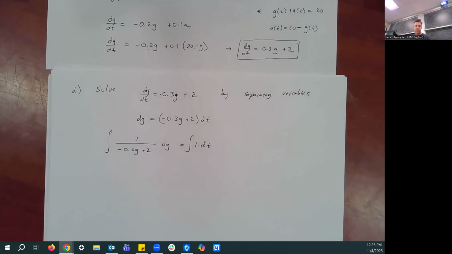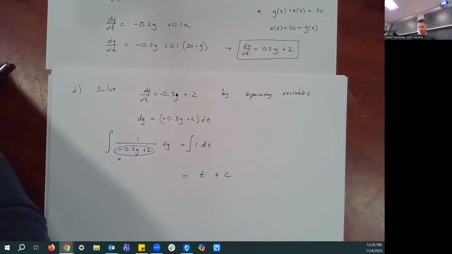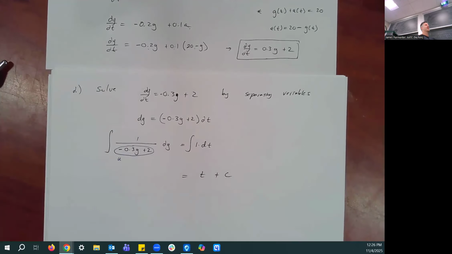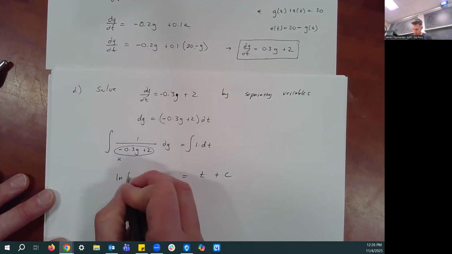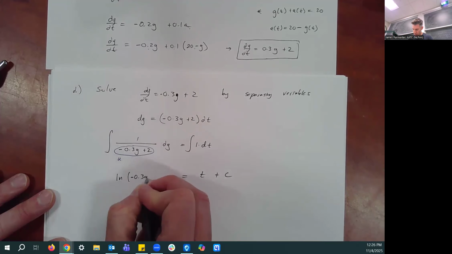The right-hand side isn't too bad. The left-hand side, you could think of making this your u, and then the integral of 1 over u is the natural log of the absolute value of u. We usually ignore the absolute values here, because it all works out in the end; that's the glossy thing we'll say and not deal with too much. So here we're going to get the natural log of negative 0.3 g plus 2.